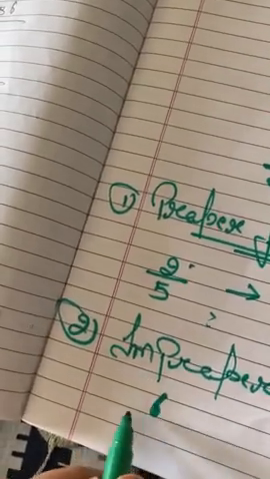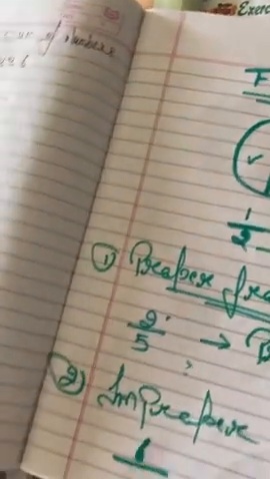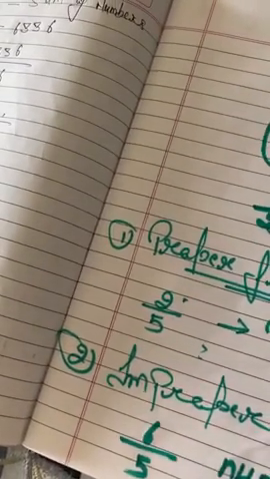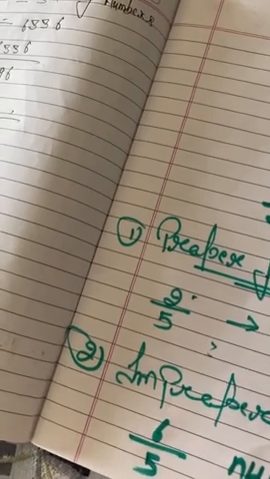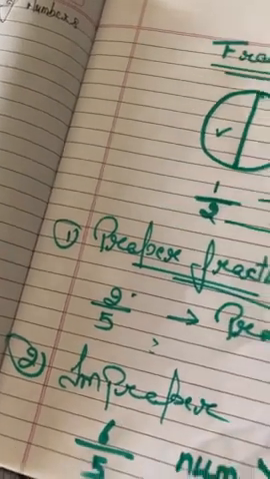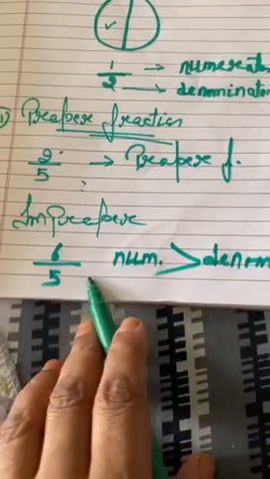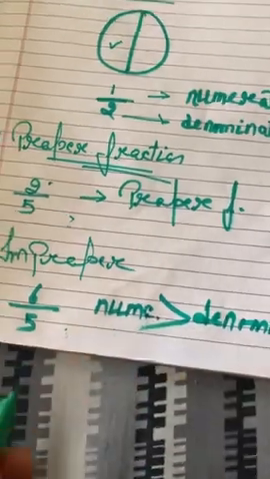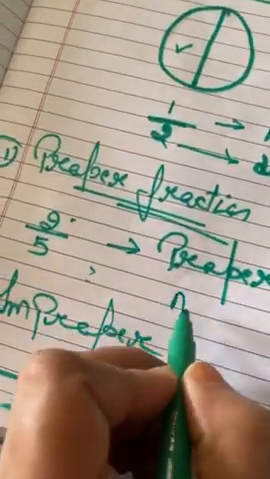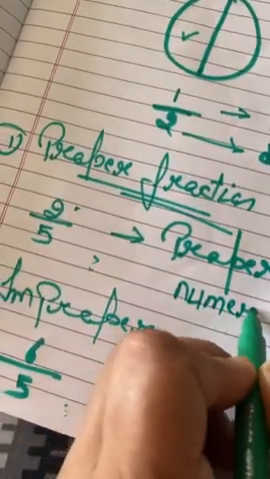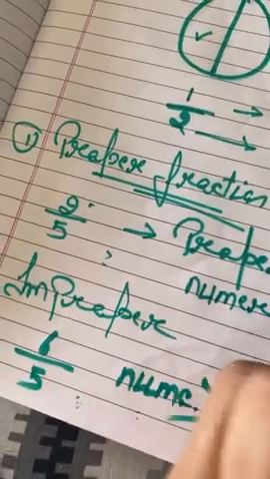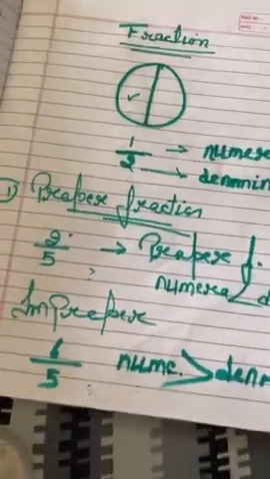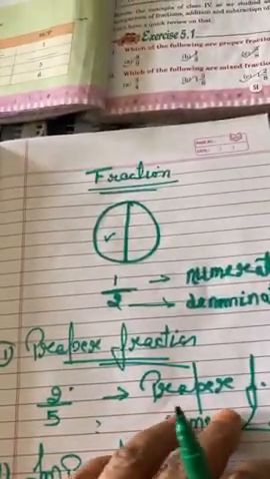6 by 9. Sorry, it's 6 by 5. Numerator is greater than denominator. So this type of fraction is known as improper. Numerator is greater than denominator and numerator is less than denominator. Clear? So these are the two types of fraction. Now come to the next question.